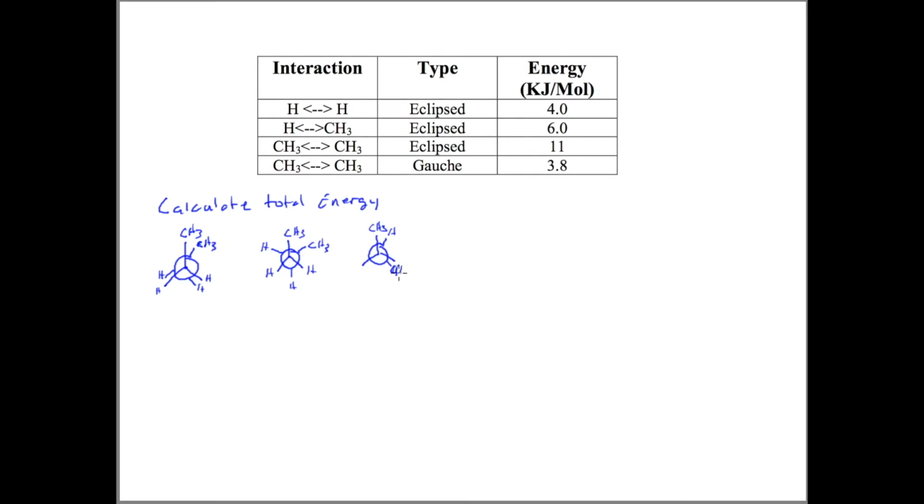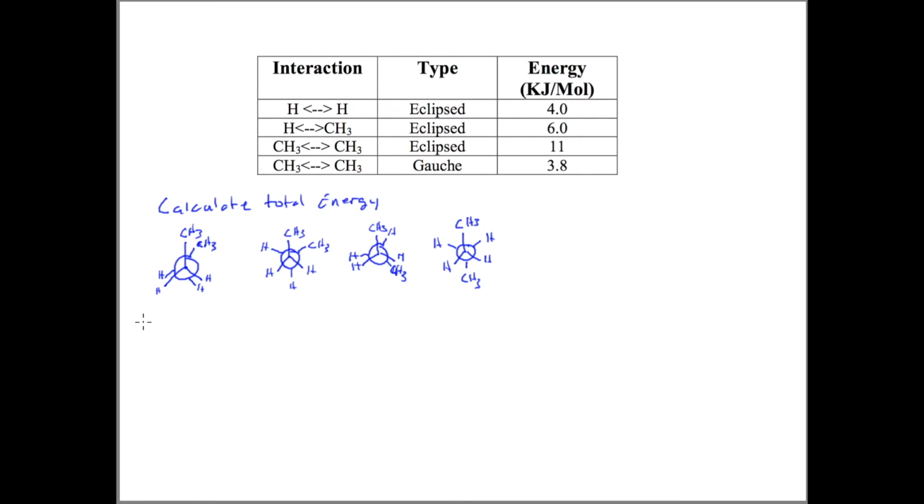And then if I rotate one more time, what I can see is that I now have this eclipsed interaction between the CH3 and the hydrogen that's there. And if I draw it again by rotating one more time, I can see that now we have the anti conformation.